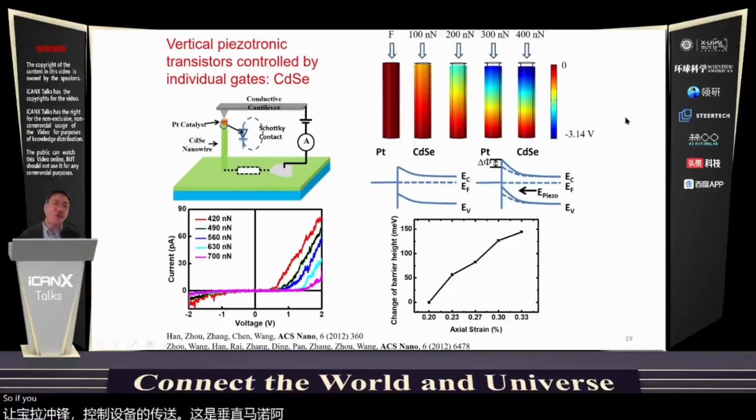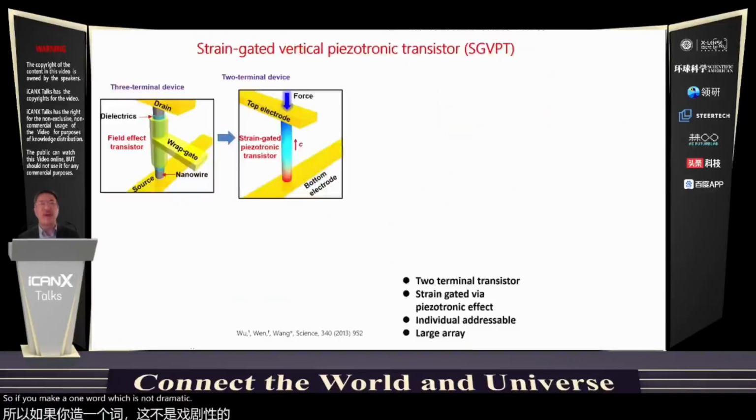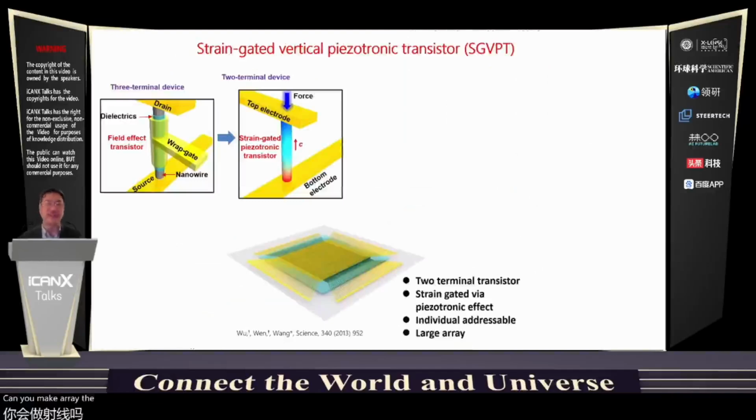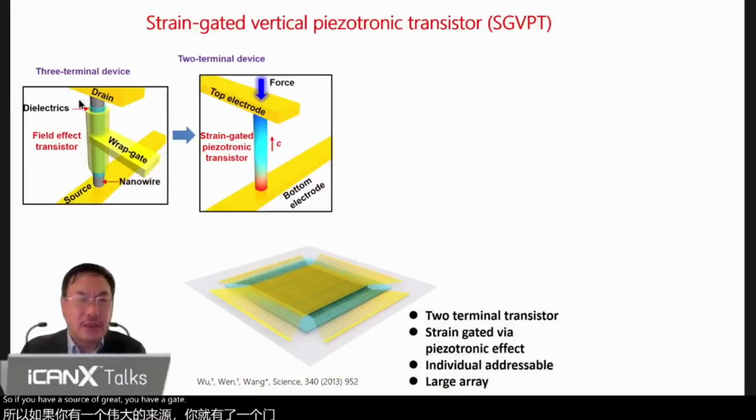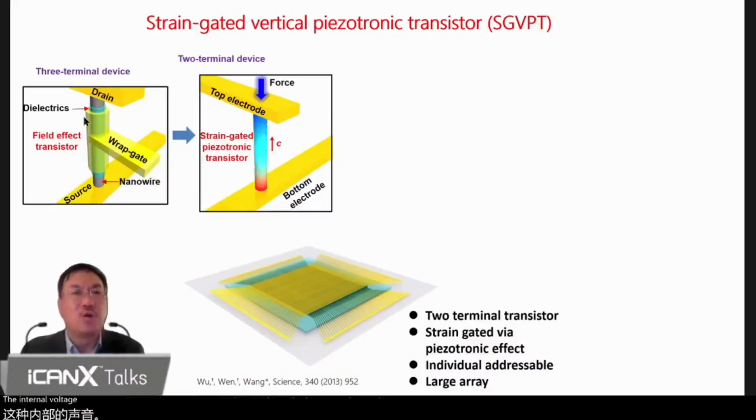So if you make one vertical nanowire, which is not dramatic, can you make an array? The answer is yes. If you have a source and drain, you have a gate. This is the FET design. Now you get rid of the gate voltage, so you have a single nanowire here. This is internal voltage replacing external voltage. You have a source and drain. You can have this device like this.